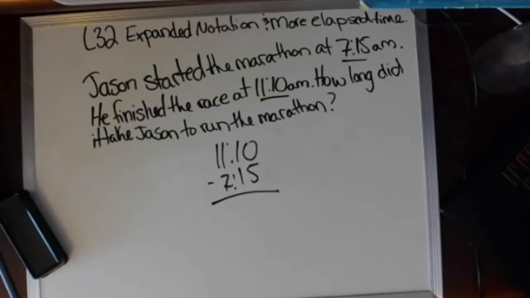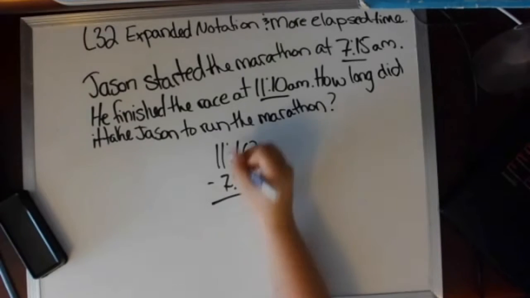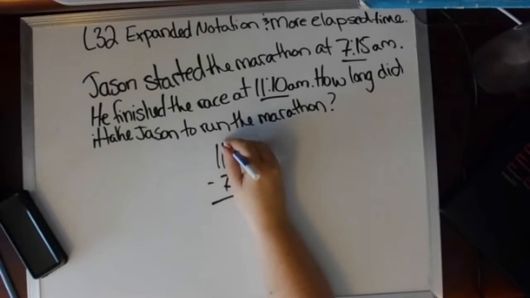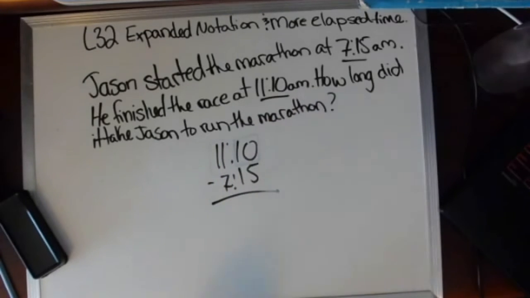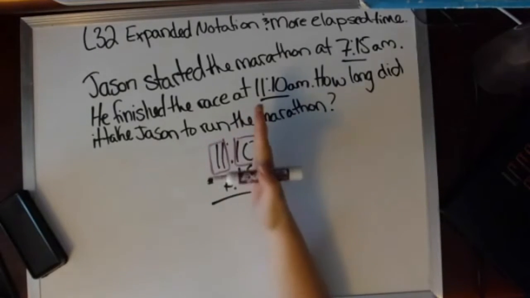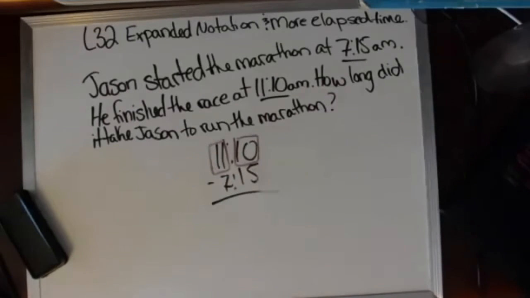Now, remember when we're doing subtraction like this for these numbers, you're looking at these as you're subtracting minutes and you're subtracting hours. Okay, you're not doing ones columns, tens columns. You're doing minutes and hours. So minutes and hours are what you're looking at, not ones, tens, hundreds, thousands.